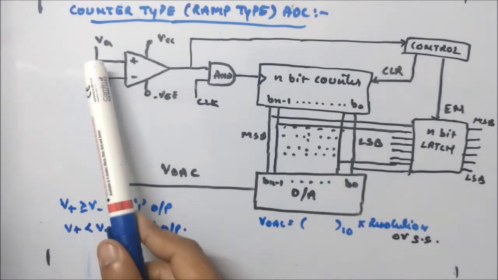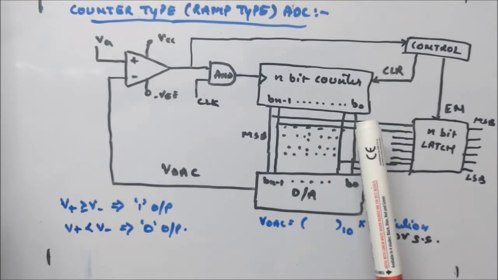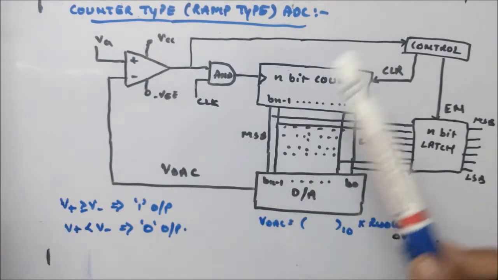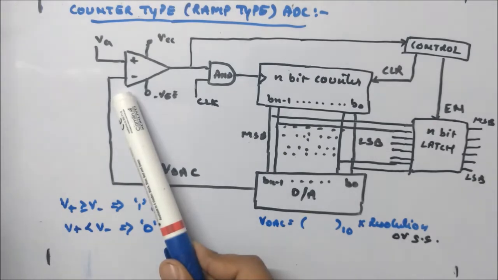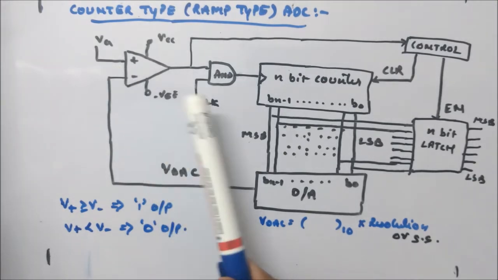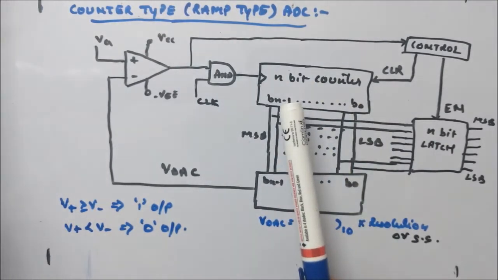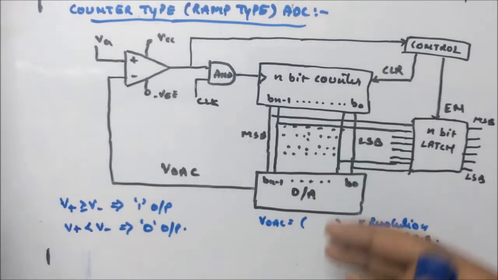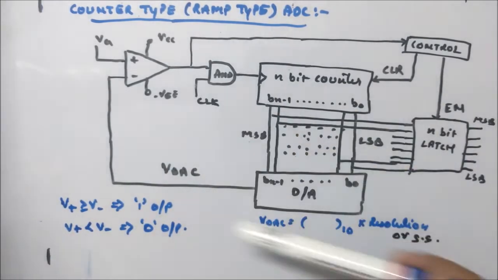For the next value of VA, the same procedure will happen. It will start from all zeros and go on counting. At some point V minus will become greater than V plus and the clock will not be passed. Again it will reset, and at that point the output will be taken. You will get a better picture of this via waveform when I show you. This is how the circuit will work.